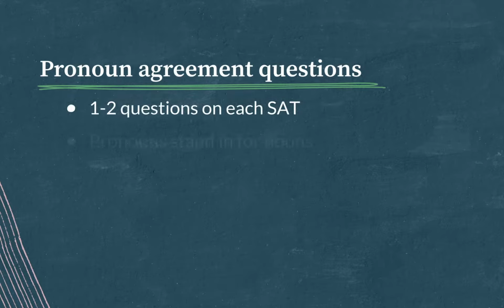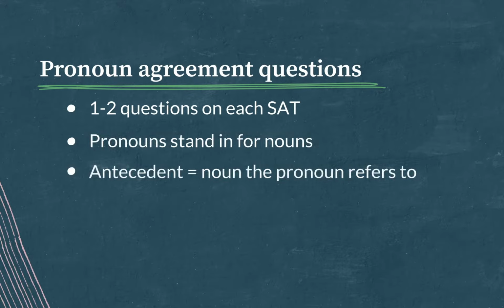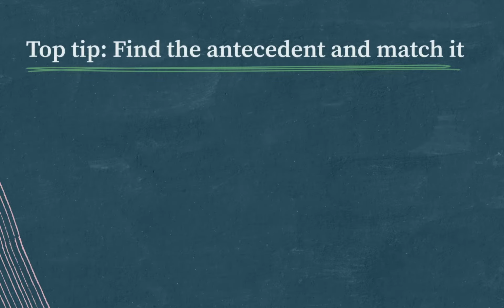Pronouns, you'll recall, stand in for nouns, and we need to find the antecedent, the noun the pronoun is referring back to. Pronouns and the nouns they refer to have to match. A singular pronoun needs to refer to a singular noun, just as a plural pronoun must refer to a plural noun. For example, we use the singular pronouns he or she or it or that to refer to singular things, and the plural pronouns they or these or those to refer to plural things. So, top tip number 1 is find that antecedent. A pronoun has to refer to something. Find that something and identify whether or not it's singular or plural.